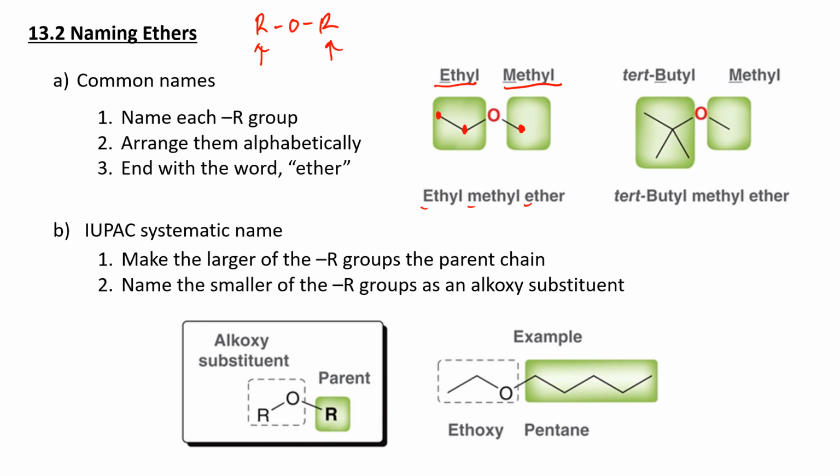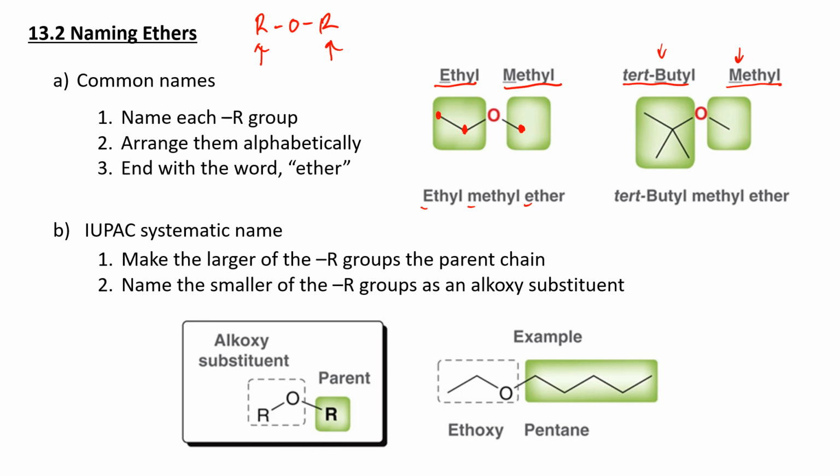The next one should be familiar. You use this in the extraction lab. We use tert-butyl methyl ether to extract the benzoic acid from the naphthalene in our mixture. So that's a tert-butyl group. We have a methyl group. So B comes before M, so it's a tert-butyl methyl ether.